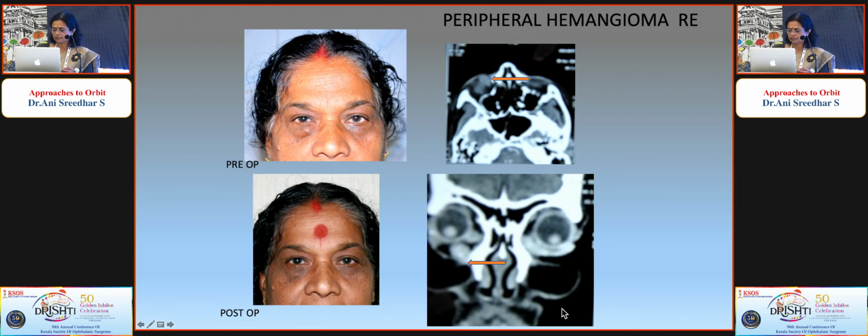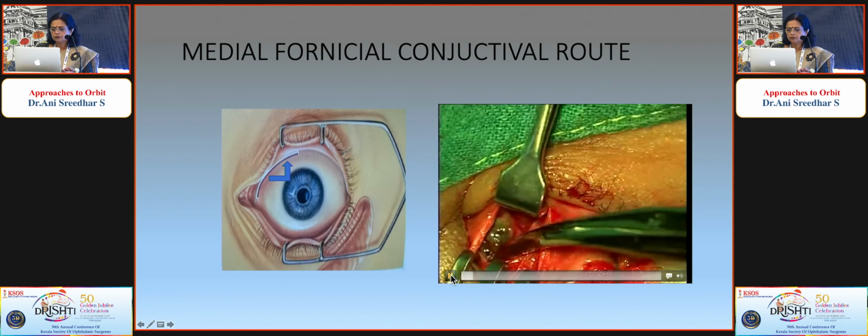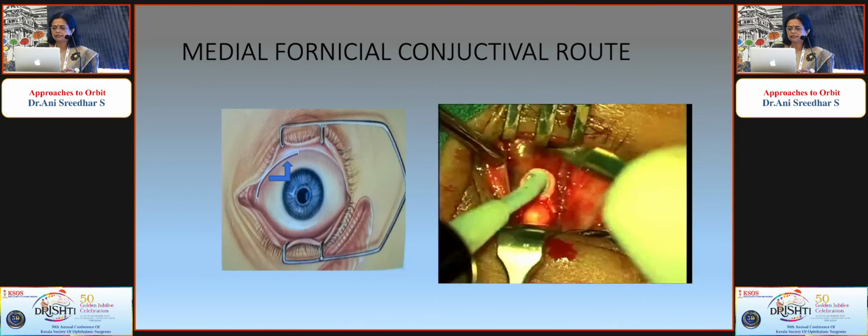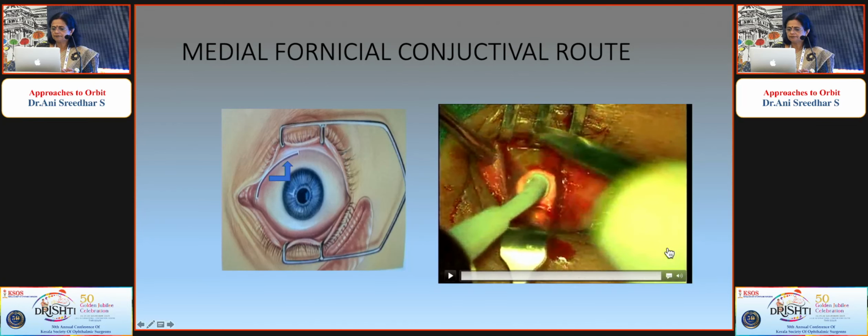The CT scan is not that good. Here I am sitting at the head end of the patient and operating, and the video is taken through the operating microscope. I have inverted all the diagrams so that the lower lid comes at the top of the diagram, as I see it. Here I have gone through the conjunctival route because it's a small mass, and through the cryoprobe you can extract it and then suture the conjunctiva.